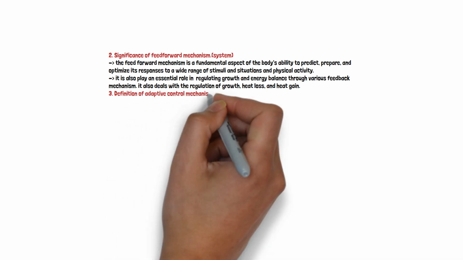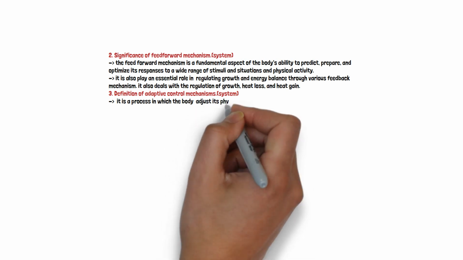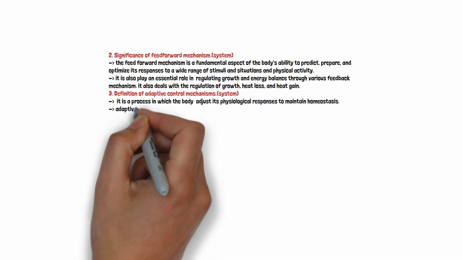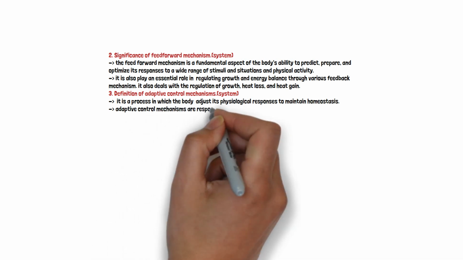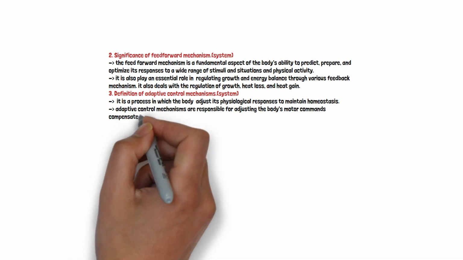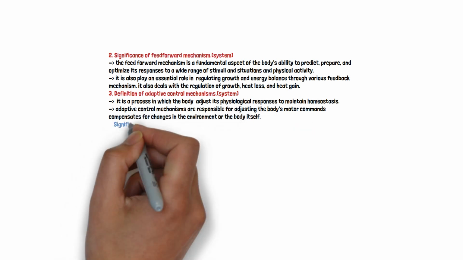3. Definition of adaptive control mechanism system. It is a process in which the body adjusts its physiological responses to maintain homeostasis. Adaptive control mechanisms are responsible for adjusting the body's motor commands, compensating for changes in the environment or the body itself.